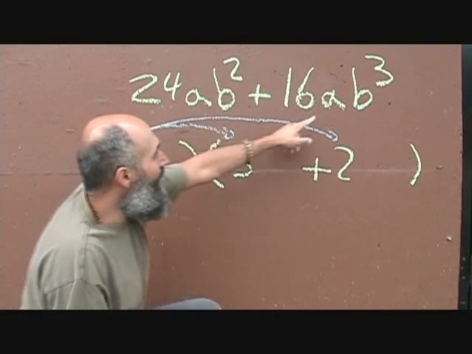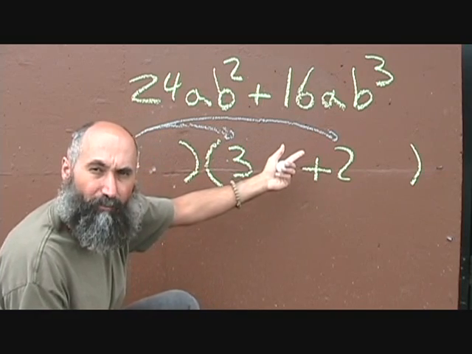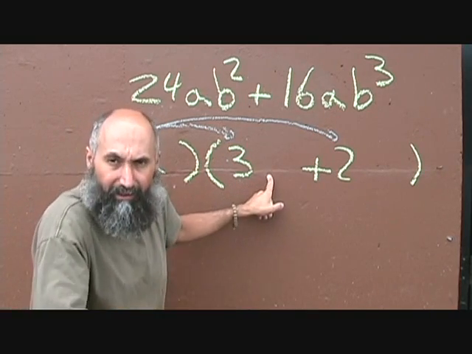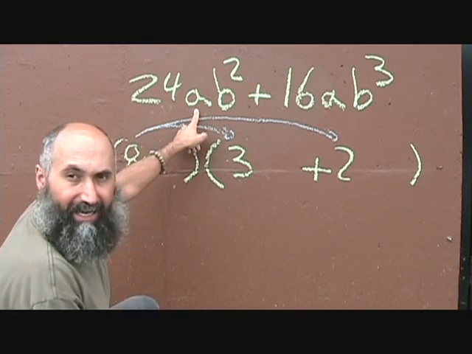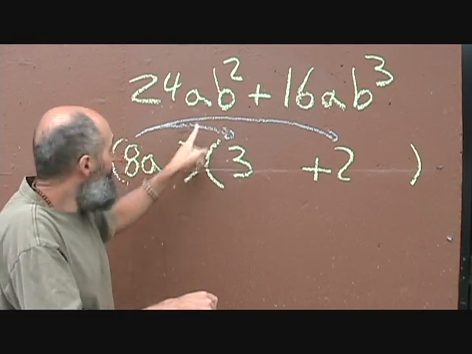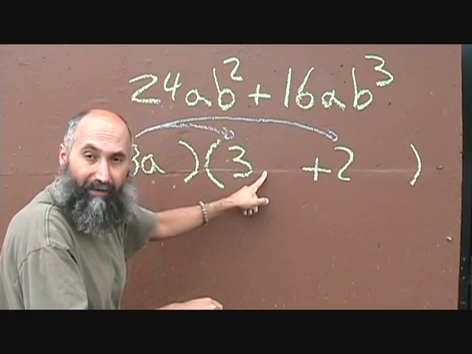You have an A here, you have an A here. So you can take out an A from both of them. So an A comes out. You don't need anything here because you only needed an A there and you have an A here already. So you've already taken out the greatest common factor from these guys, nothing left over.